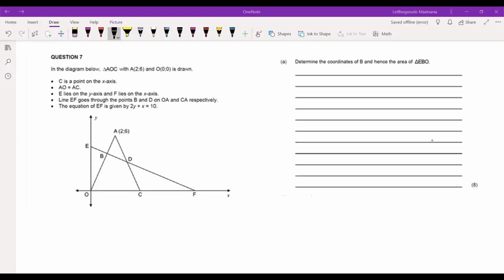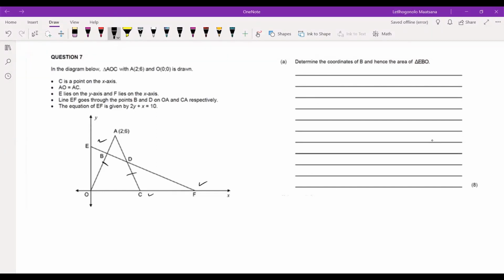Question 7 says in the diagram below, triangle AOC with A as (2, 6) and C and O as (0, 0) is drawn. C is a point on the x-axis. AO is equal to AC. E lies on the y-axis and F lies on the x-axis.